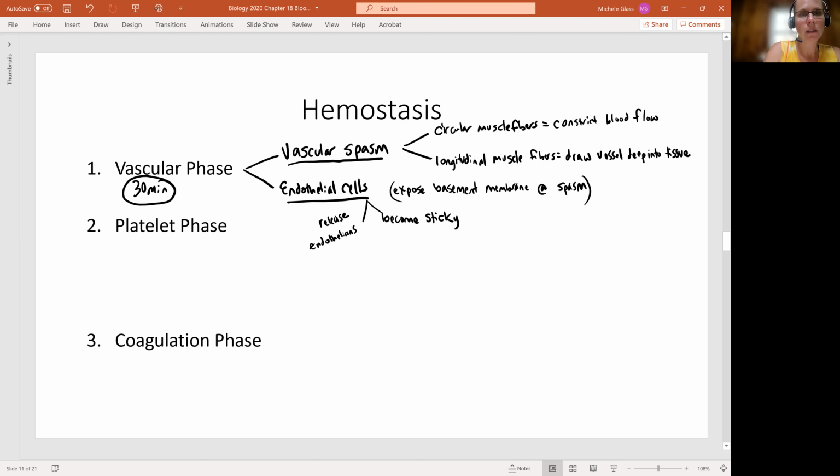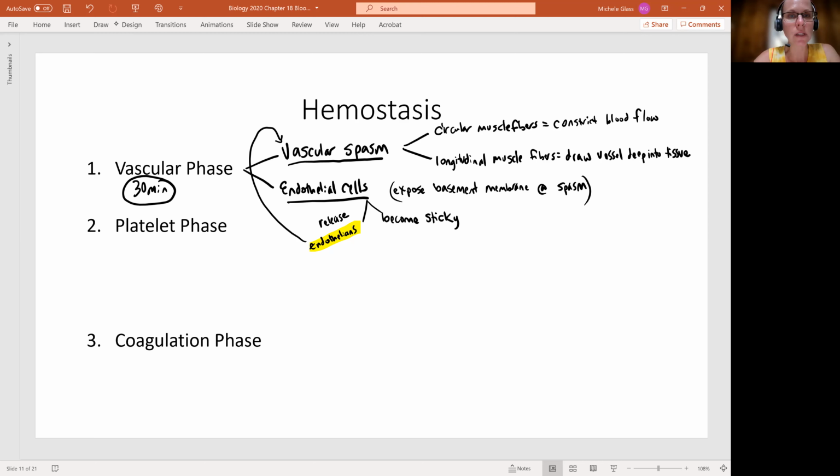And let's highlight this chemical, endothelins. And then let's draw an arrow that the endothelin kind of triggers, perpetuates, continues that vascular spasm. And then this leads us to the platelet phase.